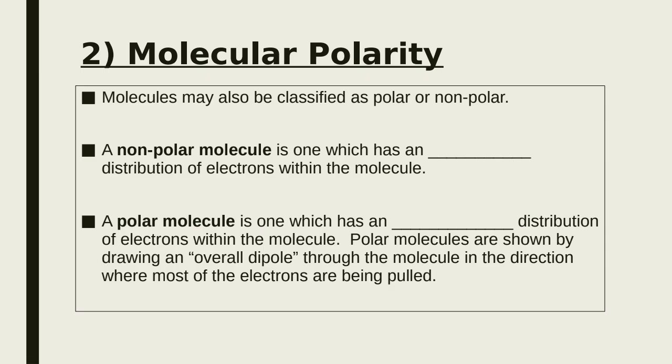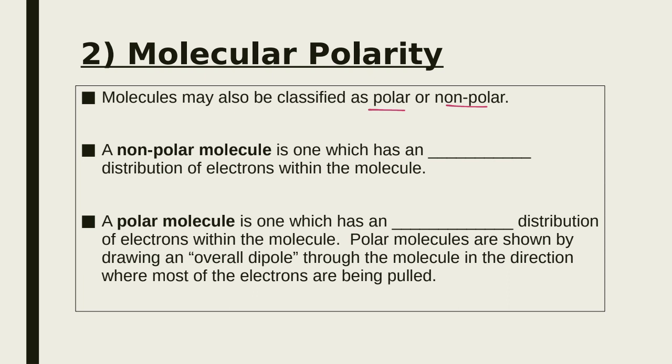Once you establish the bond polarity, you now look at the overall molecular polarity. So this is the entire molecule, not just the individual bonds. The molecules can also be classified as polar or nonpolar, and this is looking at the entire molecule and what's happening to the electrons within.